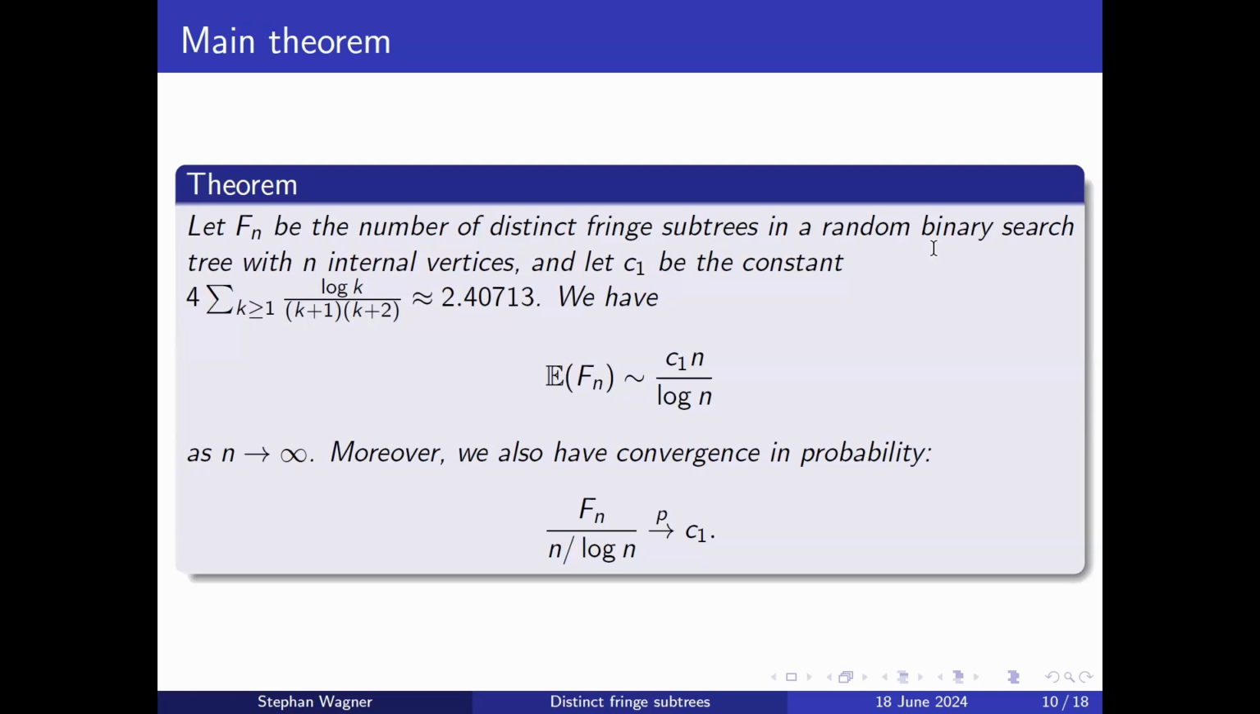It's both true in terms of expectation, and we also have convergence in probability. So if you divide by n over log n, in probability you converge to this mysterious constant 2.4, and so on. And I'll show you in a moment where this constant comes from. That's, again, the fault of somebody who is in the audience.